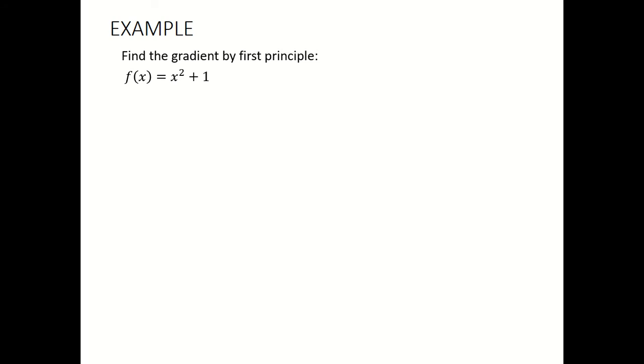Let's do more examples on first principle. We have f of x is equal to x squared plus 1. What you're going to do here, you will have to find f of x plus h. And in this case, obviously, where there's x, you will simply substitute x plus h. This is the formula that we're going to be using here. We need f of x plus h, and we also need f of x.